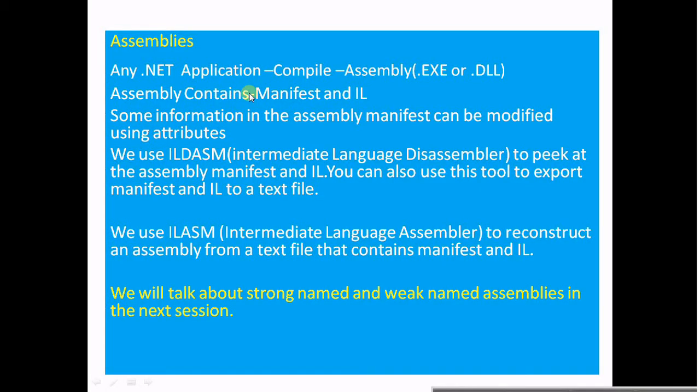An assembly contains the manifest and IL. The manifest is the metadata about our project and our application. IL is our source code converted into the intermediate language. Let's practically look at the manifest and IL.